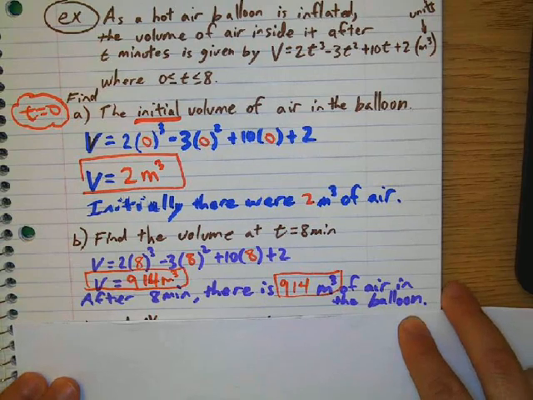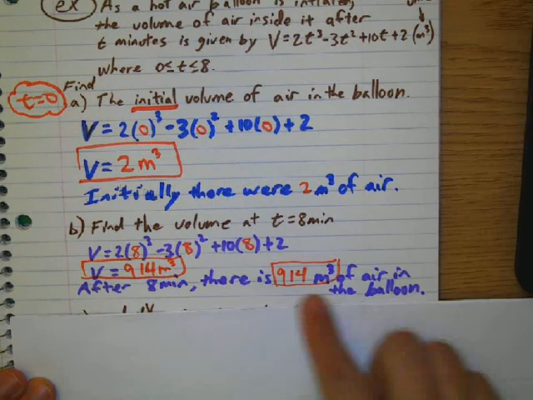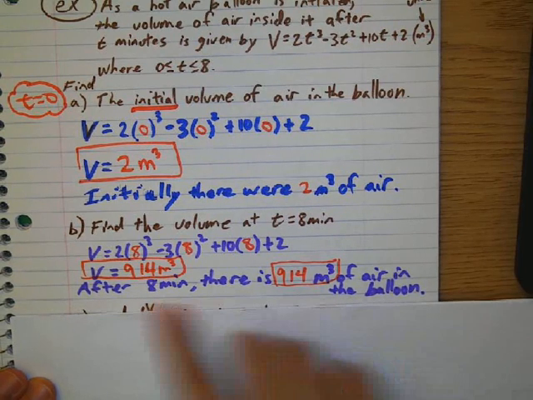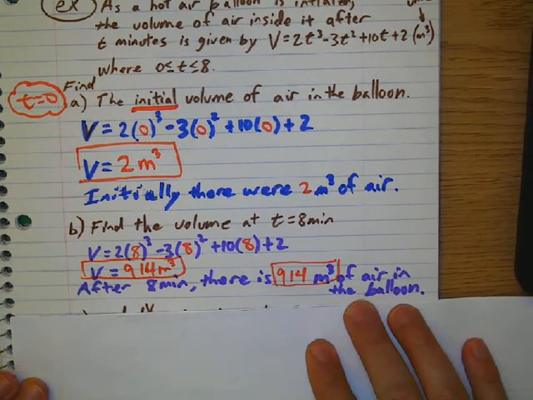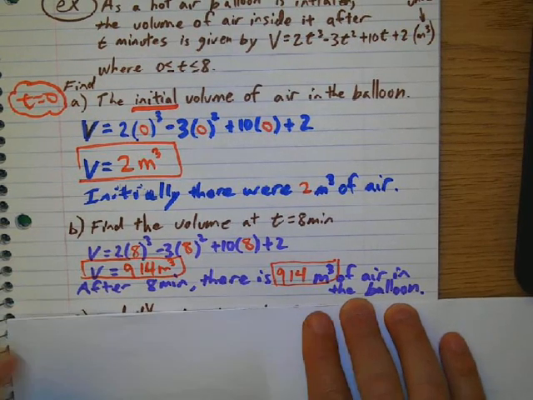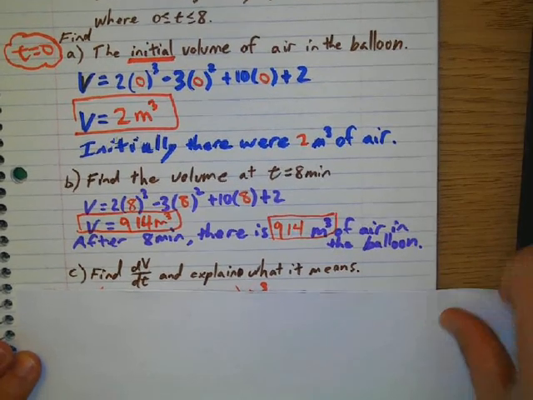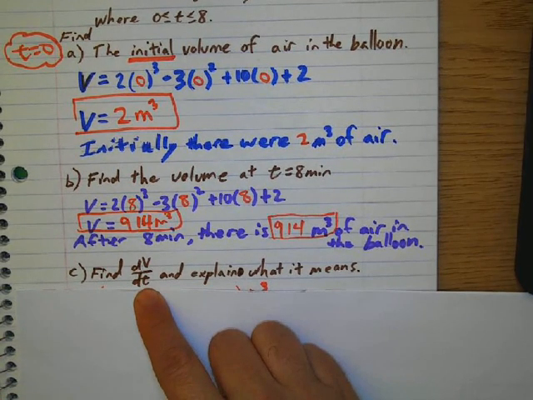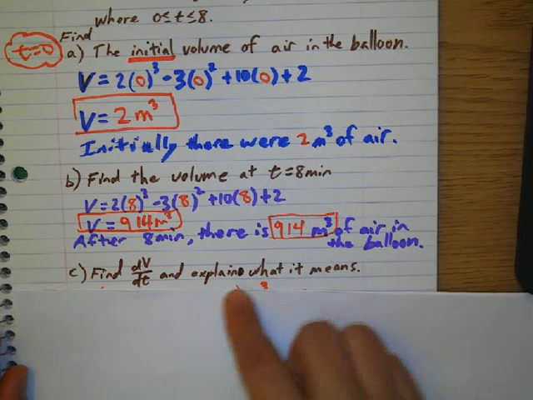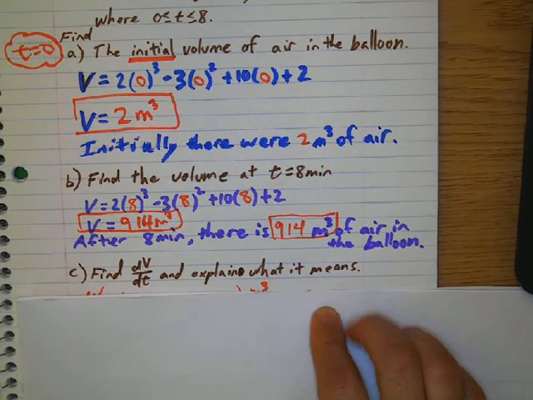So when you're doing the IB test on these kinds of word problems, they will ask you, and you will be expected to write a sentence explaining what it is that you've done. Not just giving the answer, but writing a sentence saying what it is that you've got. So they might even ask you something like this: what does dV dt mean, and explain what it means? This is a good kind of question that they might ask on the IB test.